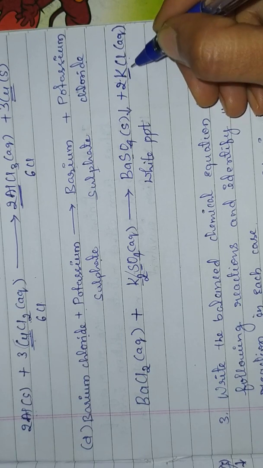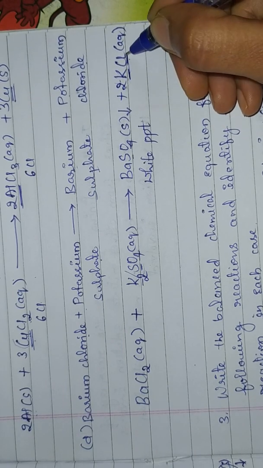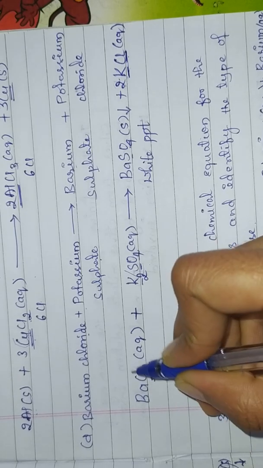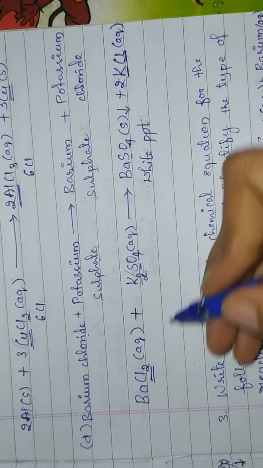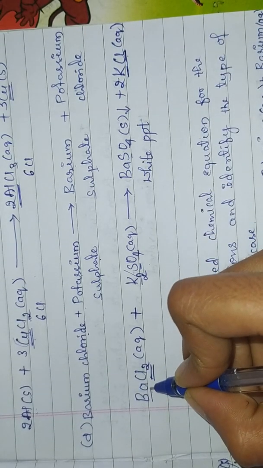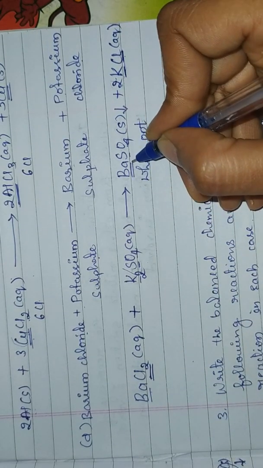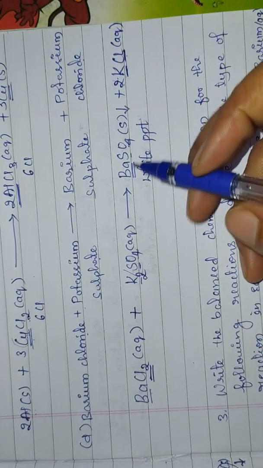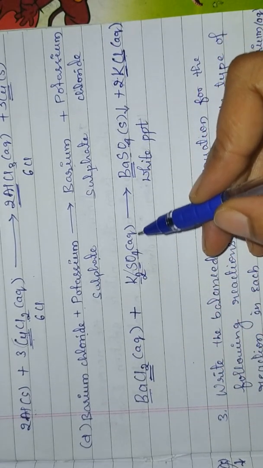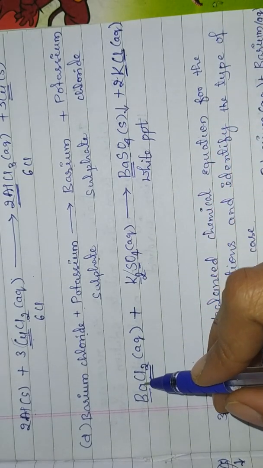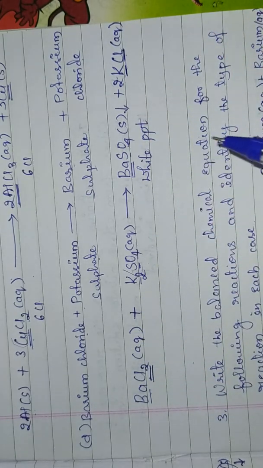Now we will balance the chlorine. See, on the product side 2 chlorine atoms are there. On the reactant side also 2 chlorine atoms are there. Already their number is balanced. Next we will balance the barium. Here 1 barium, here also 1 barium. Almost all of this chemical equation is balanced. If we find any imbalance, we have to balance like this. We have to check whether the number of atoms on the reactant side and product side are balanced or not.